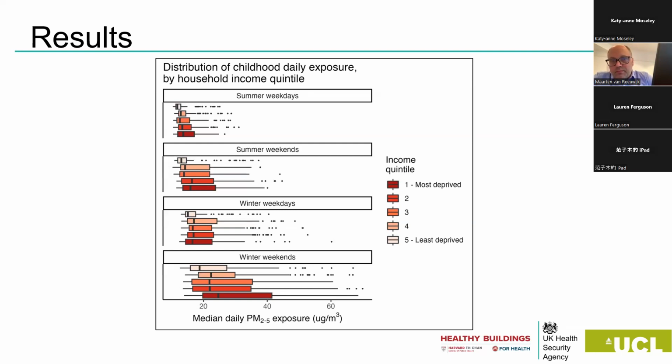And in winter, you see higher concentrations because you haven't got the wind. So we used a temperature dependent window opening threshold. I can't remember what it was now, but in winter, when that threshold isn't breached, the indoor concentrations build up.